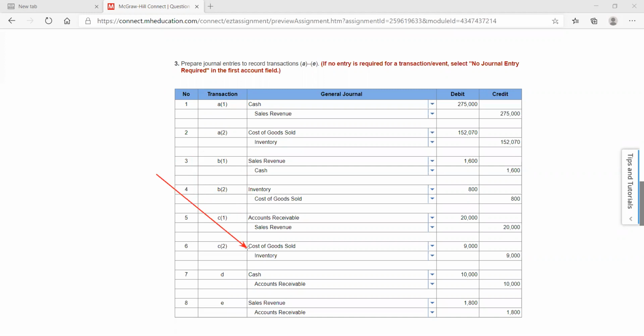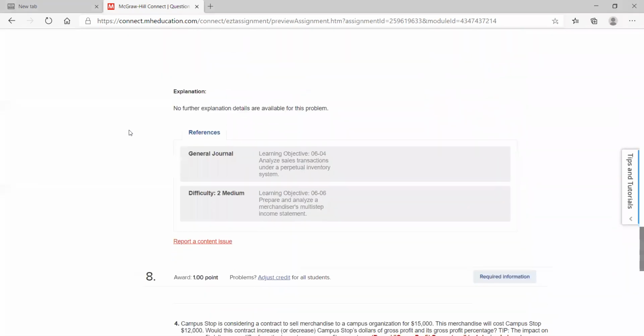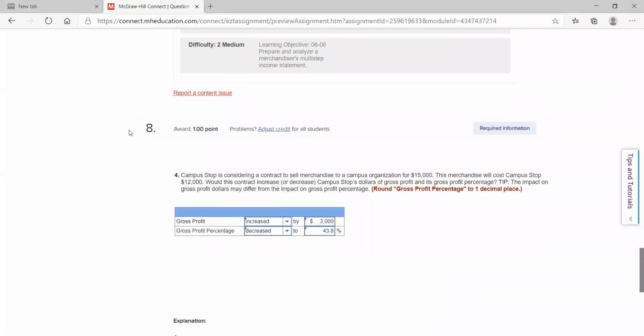Here's a credit sale. So you got the credit sale and the cost associated with that. Part D, this is just a collection of accounts receivable. And then there's the other allowance where you're just debiting sales revenue and crediting accounts receivable. And I think, and then one more.